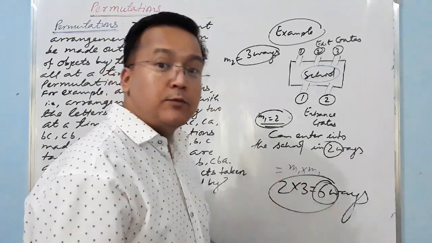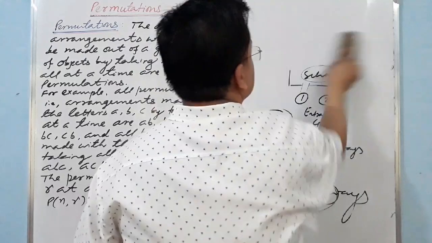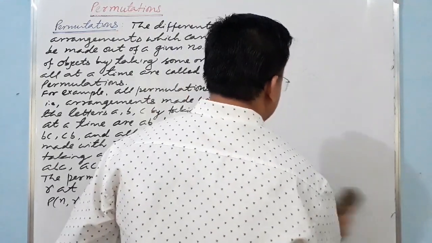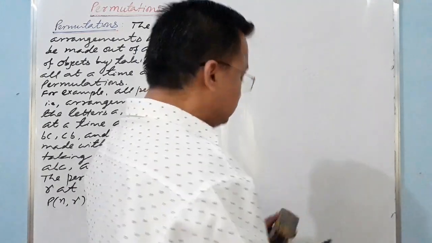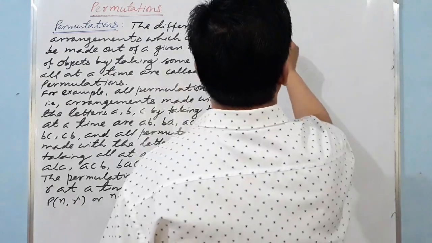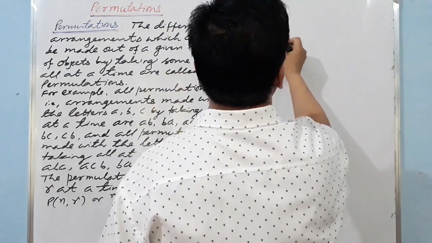Now let me take one more example to make the fundamental principle of counting clear. Next, let's make a 3-digit number.